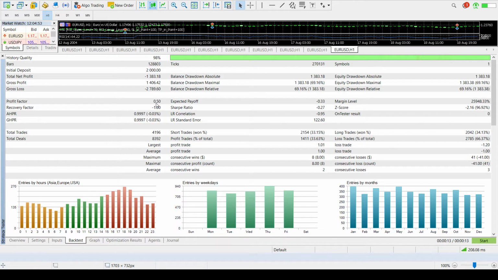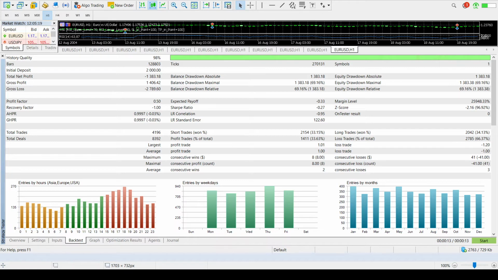If the profit factor is lower than 1, that means we are making a loss, and if it's more than 1, then we are making a profit. As simple as that. The formula of profit factor is our gross profit divided by our gross loss. So now we are going to proceed to optimization. What is the optimization?